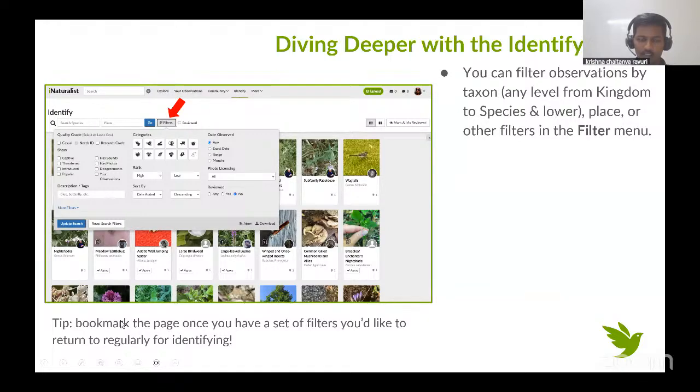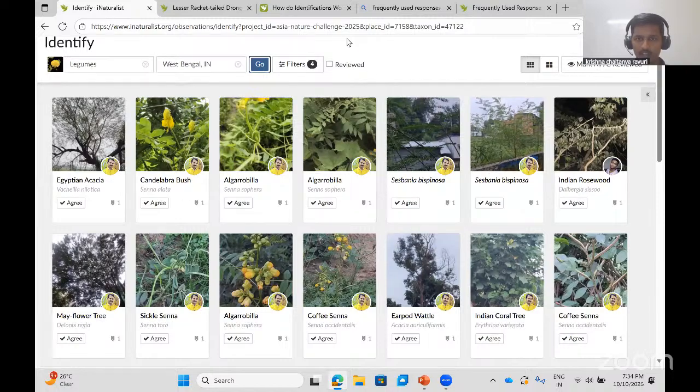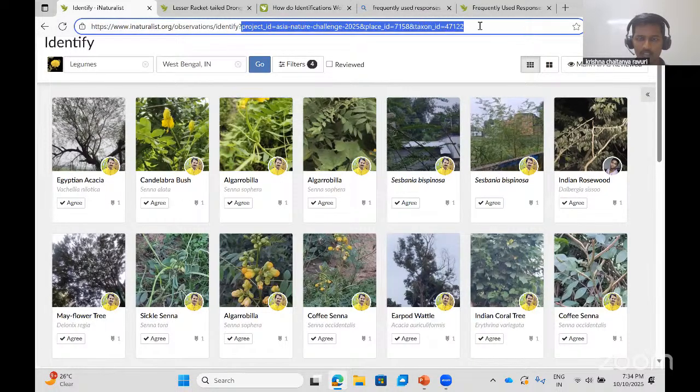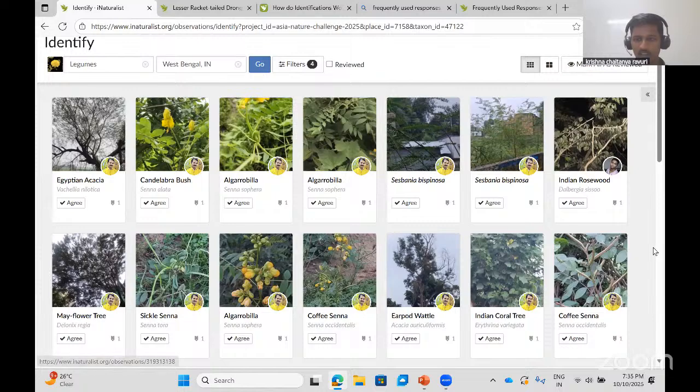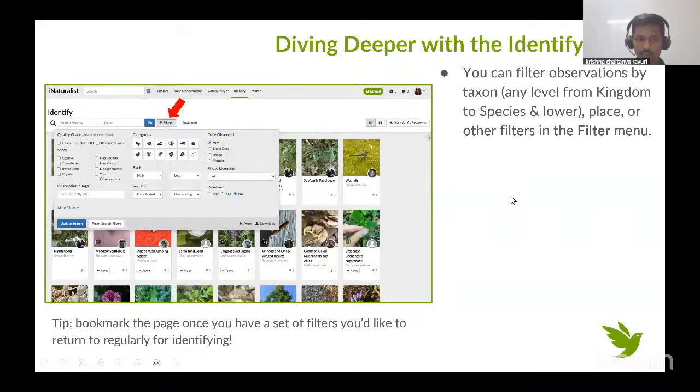Yeah, you can actually, this is a useful thing. Whenever you put some filters on it, they're all added into the URL. So if you just copy this URL and paste it somewhere else, you get that exact filtered version of it. So if you're keen on looking at, say, butterflies of a particular place, you can bookmark that link and go to it directly. You need not apply the filters each time. Okay, that's a useful tip.